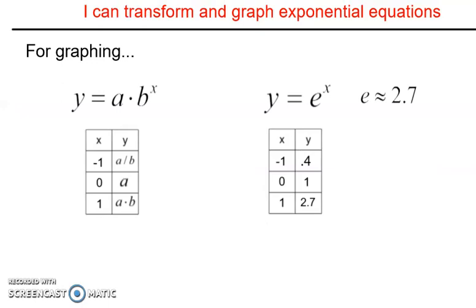So when we deal with our graphing, when we do the -1, 0, and 1, and we make our tables with a over b, a, and a times b, if we were to use 2.7, these would be the values that we would get if it was just 1 times e to the x.